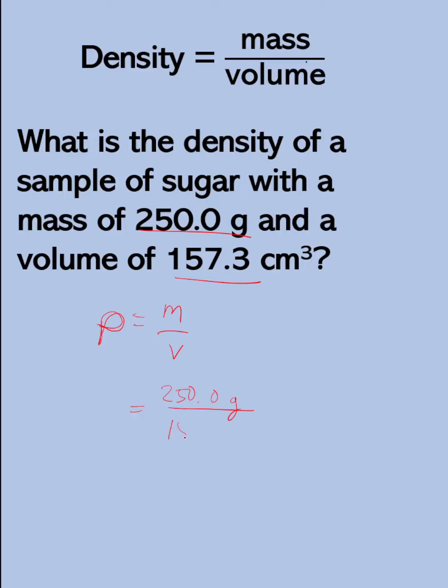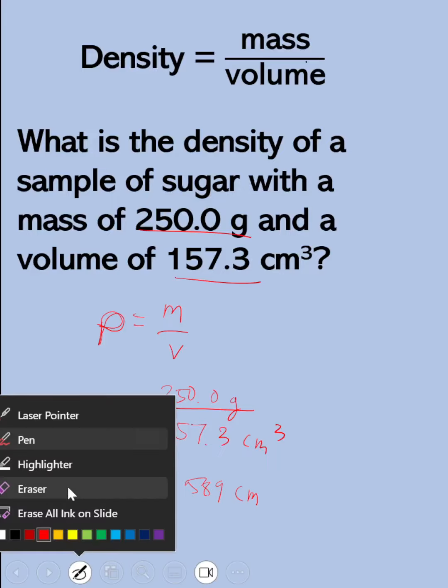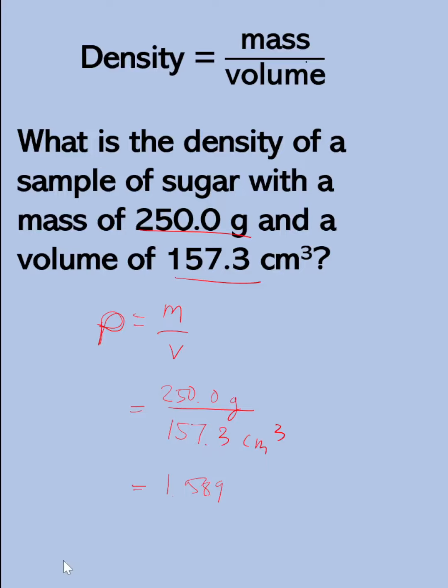We have 157.3 cubic centimeters. Then if you divide this one, we have 1.589 grams per cubic centimeter. So just copy the units given here, grams per cubic centimeters.